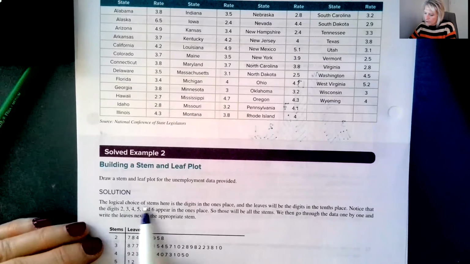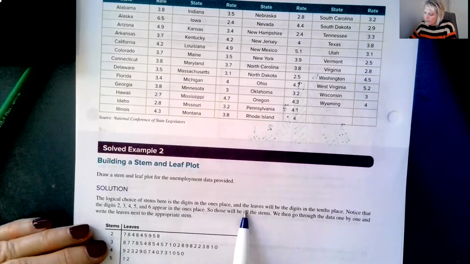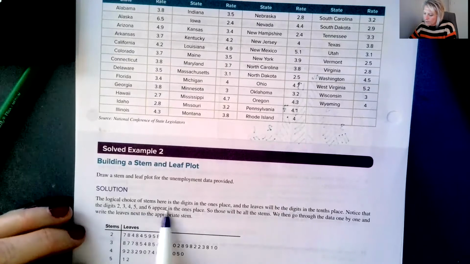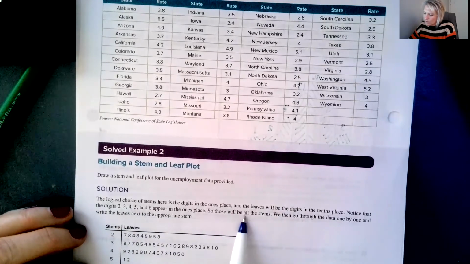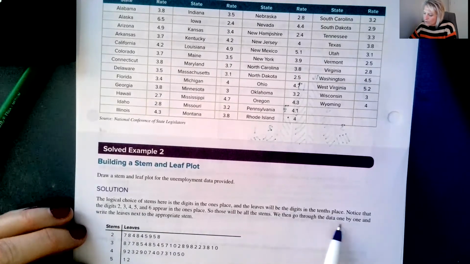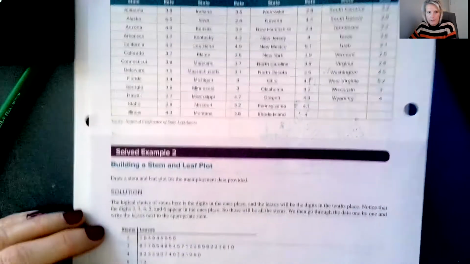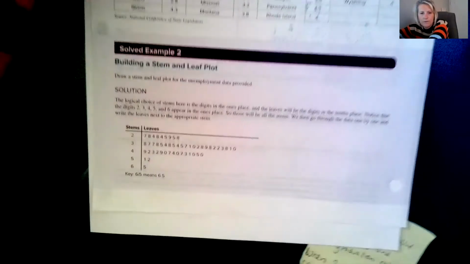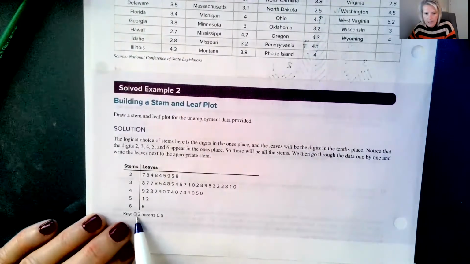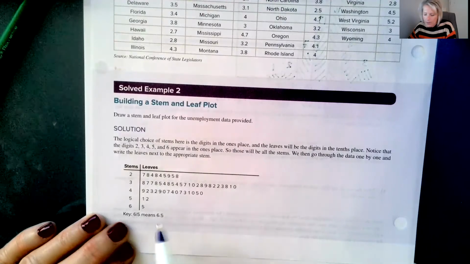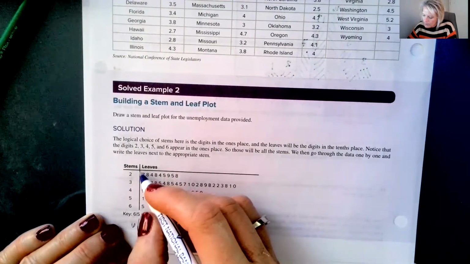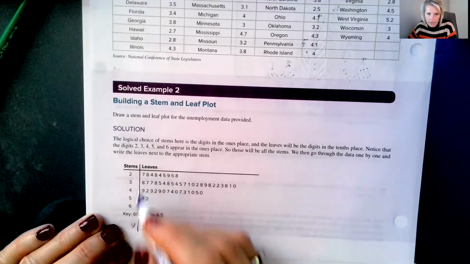The logical choice of stems here is the digits in the ones place, and the leaves will be the digits in the tenths place. Notice that the digits 2, 3, 4, 5, and 6 appear in the ones place, so those will be all the stems. We then go through the data one by one and write the leaves next to the appropriate stem. So the important piece here is the key at the bottom. 6 with the bar 5. This is really 6 with a bar 5. It's hard to see. It means 6.5. So this is where it breaks between the stem and the leaf.